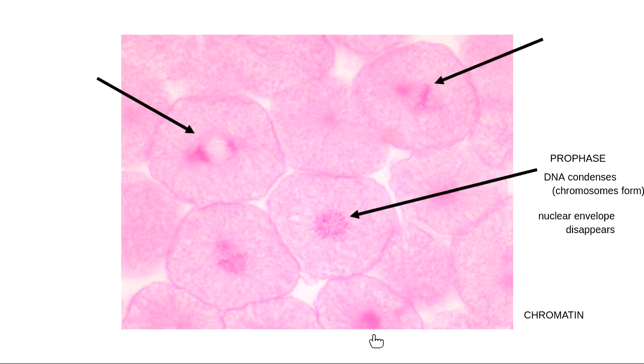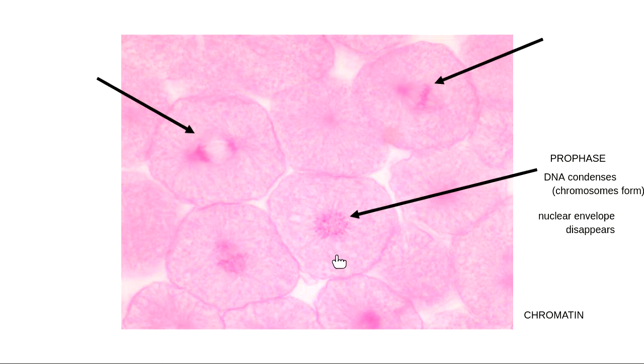So the two things you're looking for to identify prophase is we're looking for DNA that's condensed down. It's going to look like little polka dots or little strings. And we're also going to see that the nuclear envelope is missing. That DNA is kind of floating around, free floating as a mess. This is a really good prophase cell.